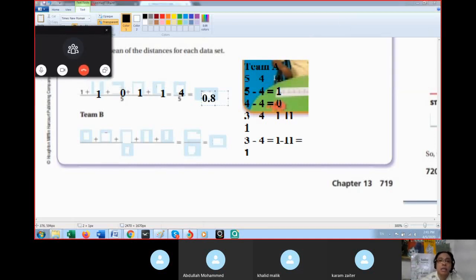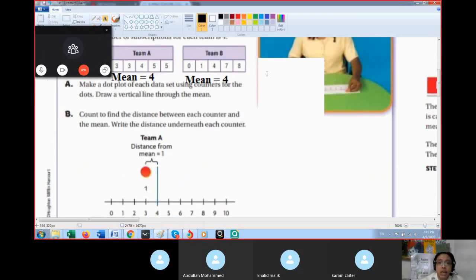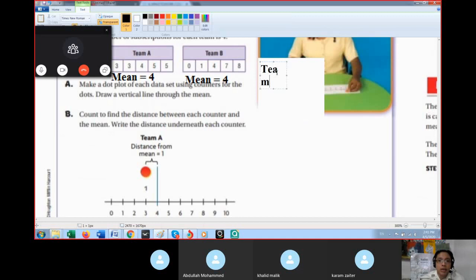Next one. Now from Team B, let us arrange the numbers from Team B. That's how you should do it. You have to look at this one properly. We have 0, 1, 4, 7, and 8. All of them we are going to subtract by 4. Minus 4, minus 4, minus 4, minus 4, and then minus 4. Look at these numbers.